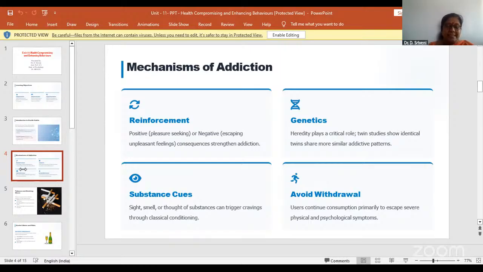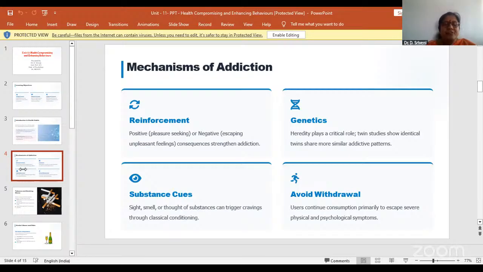These determinants explain why one person may easily adopt a health enhancing behavior like regular exercise, while another struggles to break health compromising habits such as smoking. By understanding these factors, we can better design interventions to promote long-term well-being.